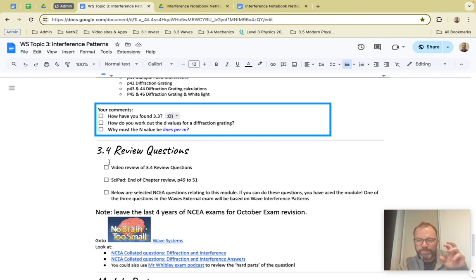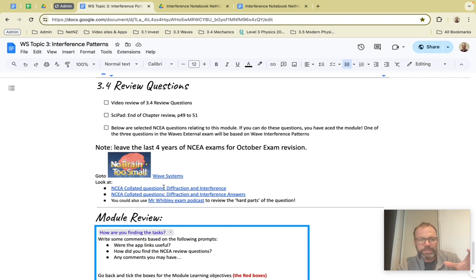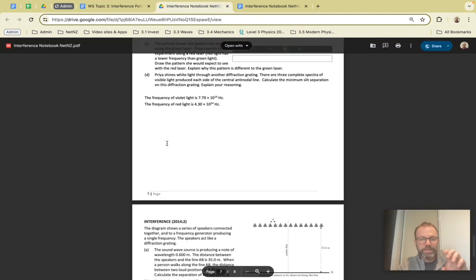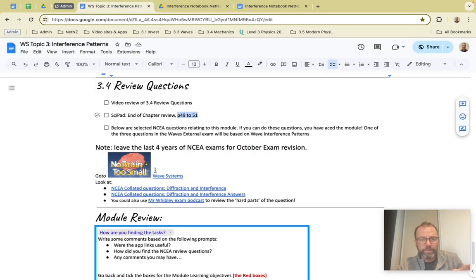Once you know the guts of it, the core concepts, you're away, and obviously you can practice questions. In your SciPad book, there's a section there, pages 49 to 51. The best practice, if you're gunning for the excellences, is to look at collated questions. And don't forget, I actually have taken this straight copy from this document here.